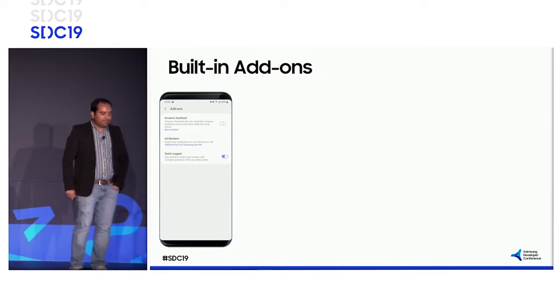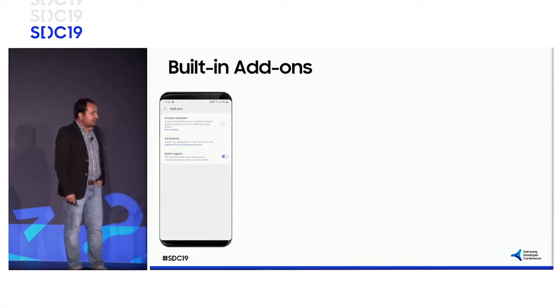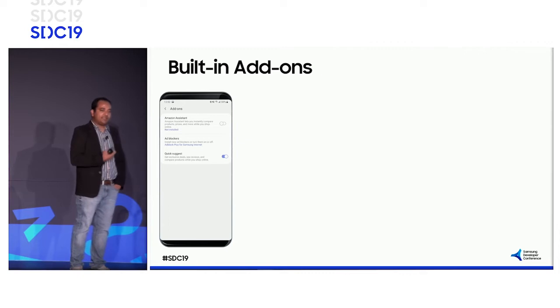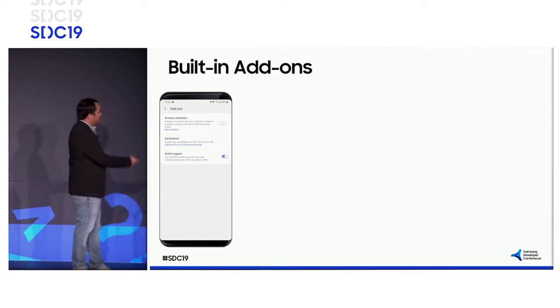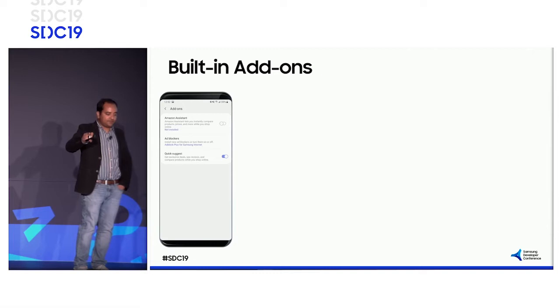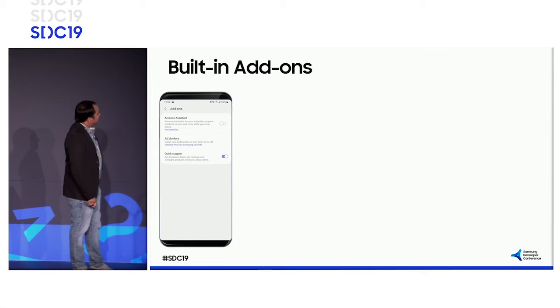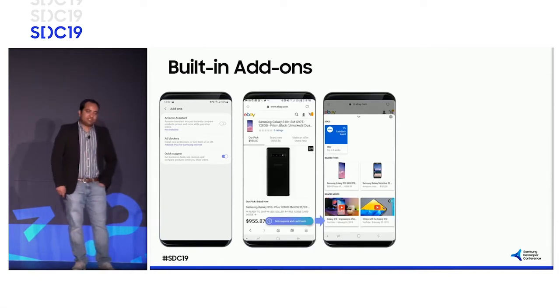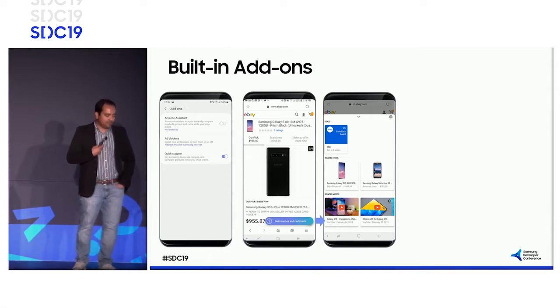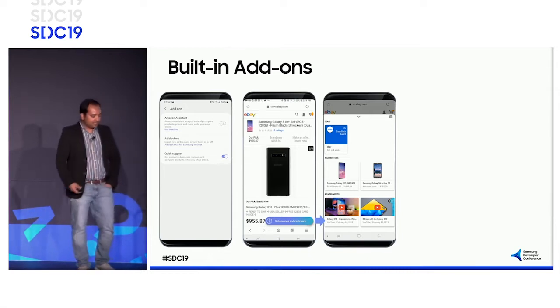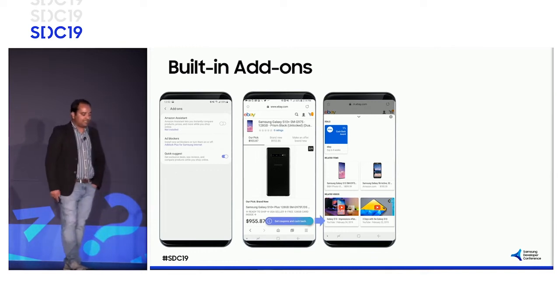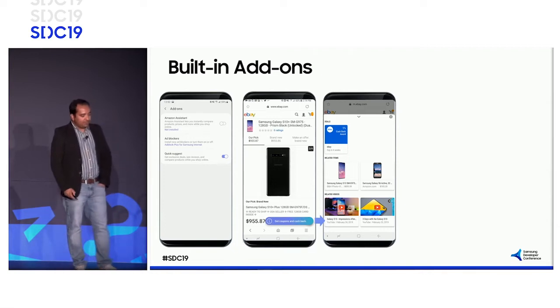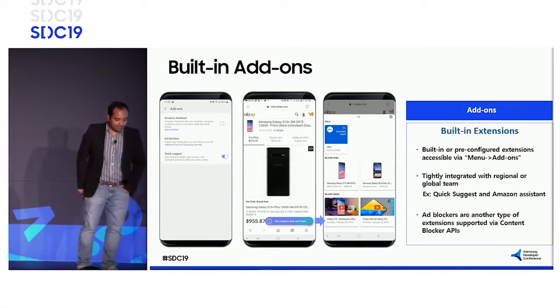We also have some built-in add-ons today. Built-in add-ons are more tightly integrated with the browser. You can get to this menu by clicking on the main menu of Samsung Internet. There is an add-ons option, and you click on that and get there. We have a couple of types of extensions already here, Amazon Assistant and Quick Suggest. Both of these extensions help users in shopping. You can see here, Quick Suggest has cashback and some price comparison and video reviews and things like that, provided contextually. And we also have ad blockers or content blockers.